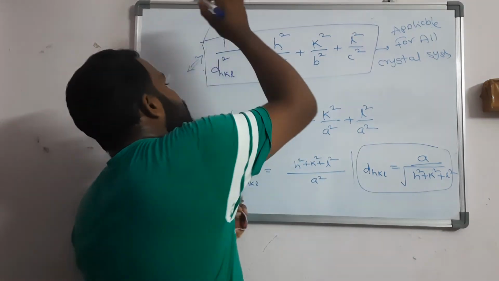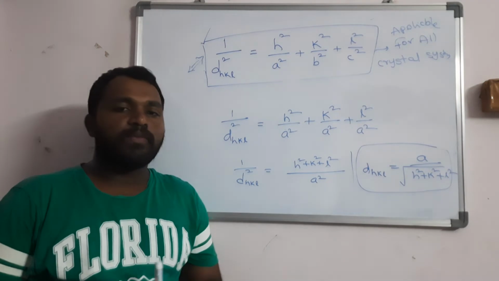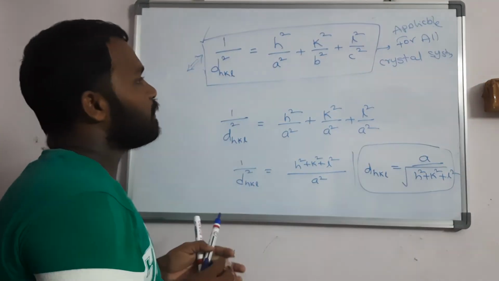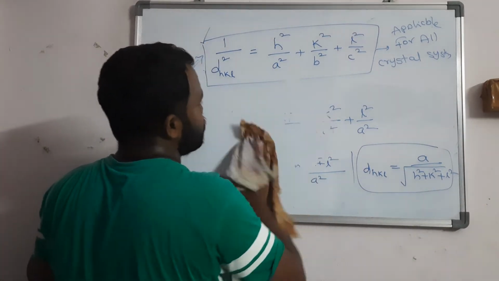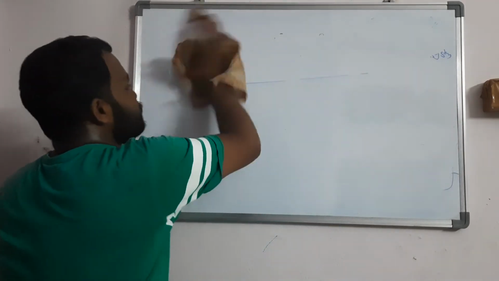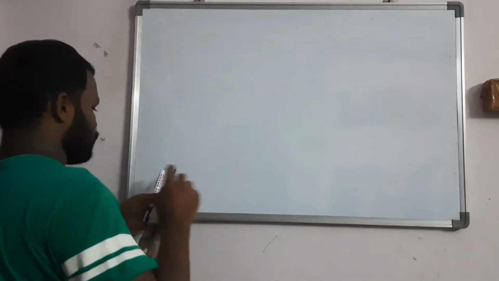But for all crystal systems, 1 by d square hkl is h square by a square plus k square by b square plus l square by c square. This is about interplanar distances for all crystal systems. I am giving some conclusions for this.